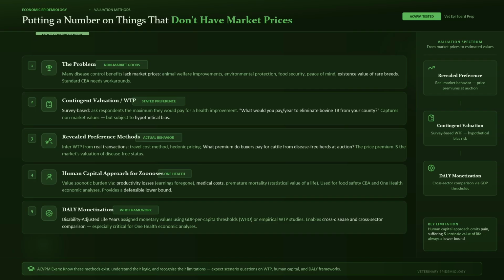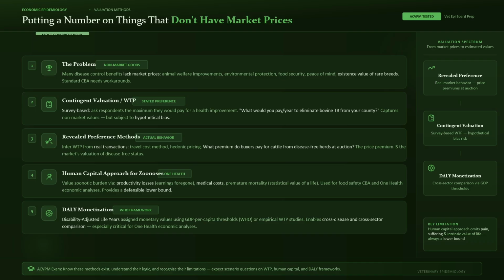Now, valuing the benefits: how do you price things with no market, like animal welfare or peace of mind? This is the toughest part of cost-benefit analysis, and there are several methods. Stated preference, or contingent valuation, simply asks people their willingness to pay. Powerful, but prone to hypothetical bias.